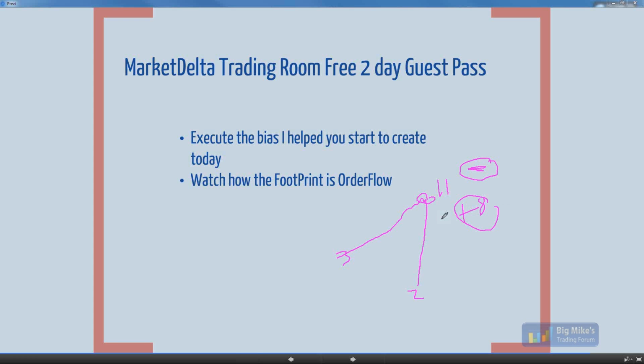Right. Robert wants to know if you're using footprint for confirmation.